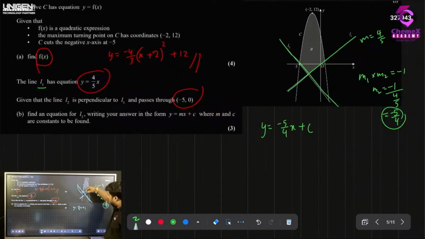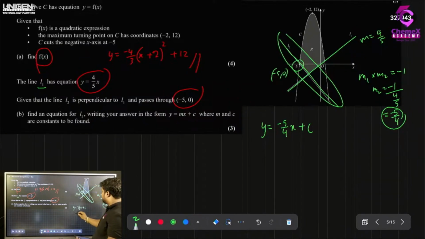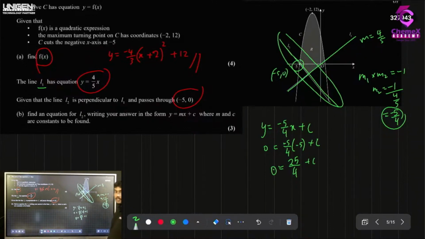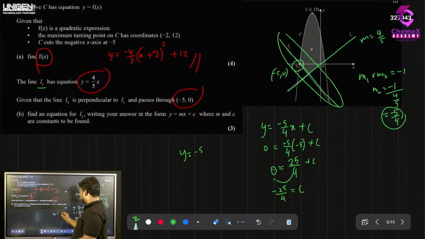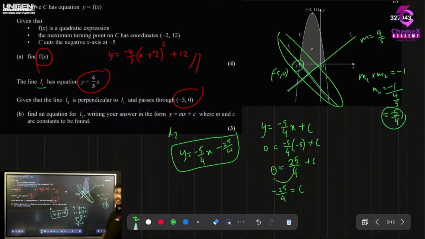Now the perpendicular line cuts through this coordinate. What's that coordinate? Minus 5, 0. So I'm going to substitute that. So what is it? 25 over 4 plus c equals 0. Got it? So then what happens? This goes to the other side. Minus 25 over 4 equals c. So what's the equation? y equals minus 5 over 4 x minus 25 over 4. So that's the equation of L2. Come on, any doubts?